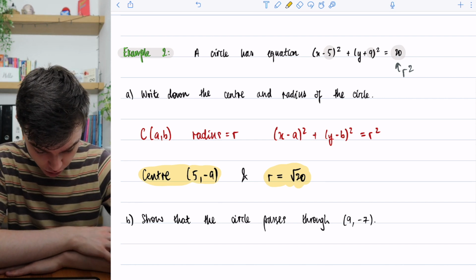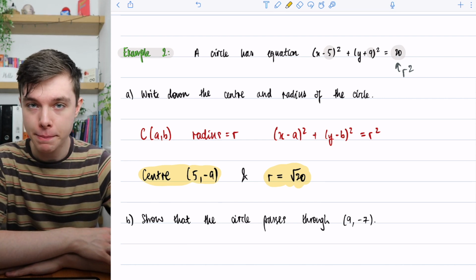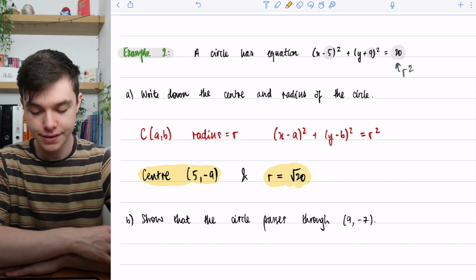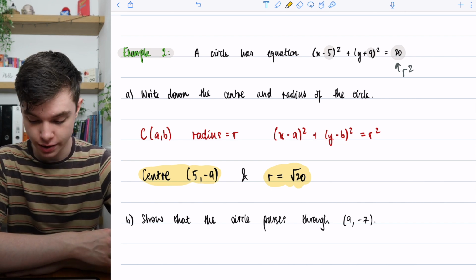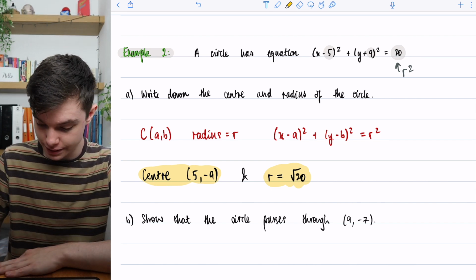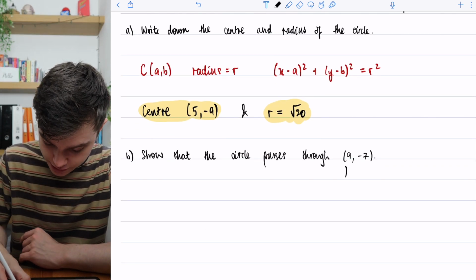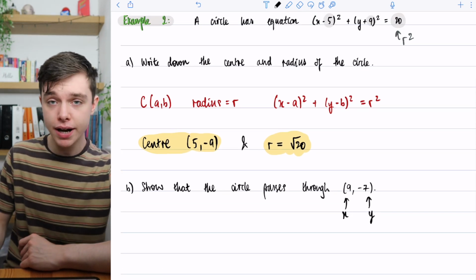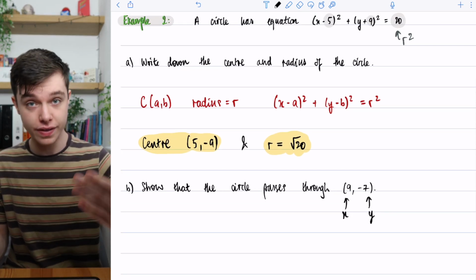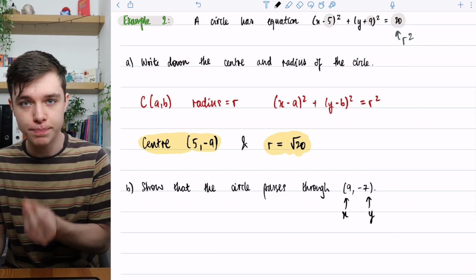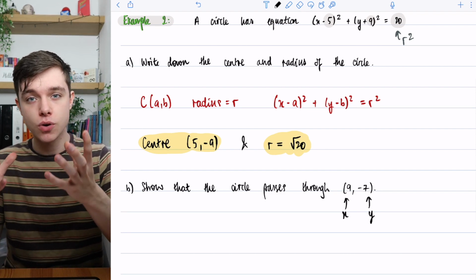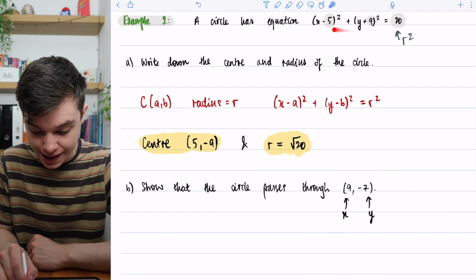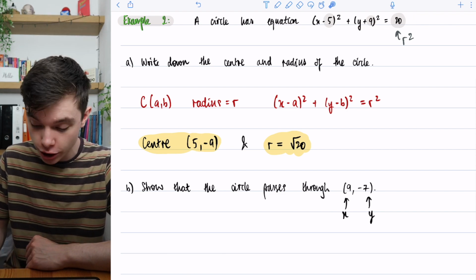Part B says show that the circle passes through (9, negative 7). So all we have to do is substitute in 9 and negative 7 into that equation. Okay, so again, quite simple. Let's do it together. So substitute. This is going to be our value for x and this is going to be our value for y. And because we're trying to show that the circle passes through this point, we want the equation to work for that point. So when we substitute x and y into here, we want the equation to be equal to 20.